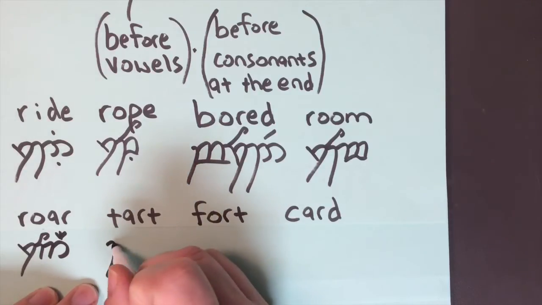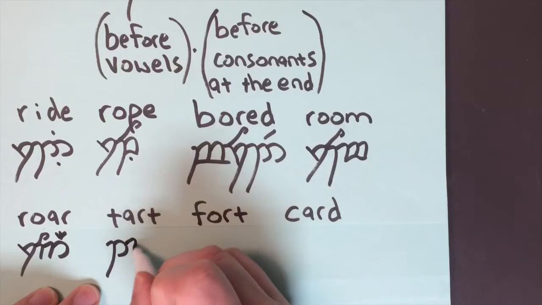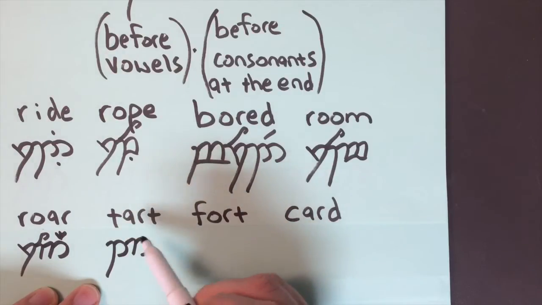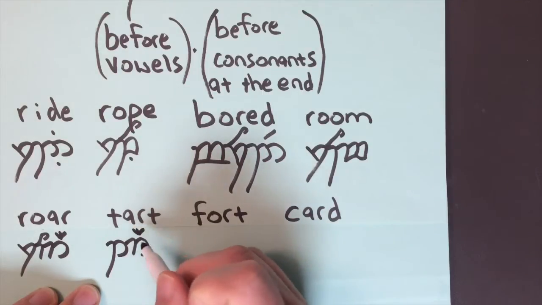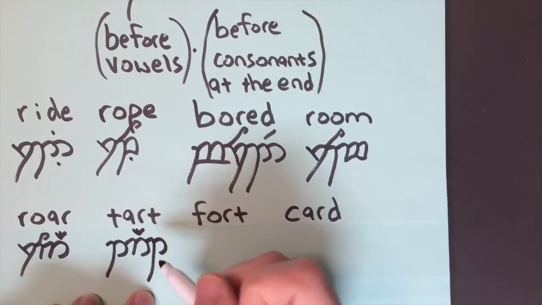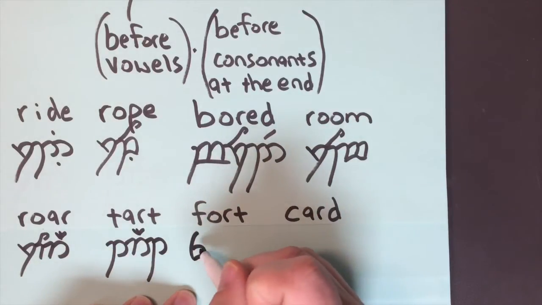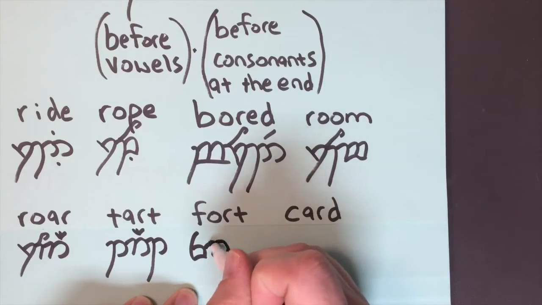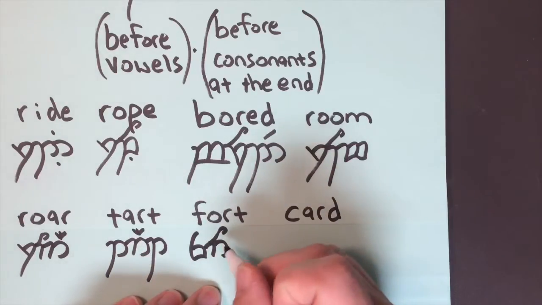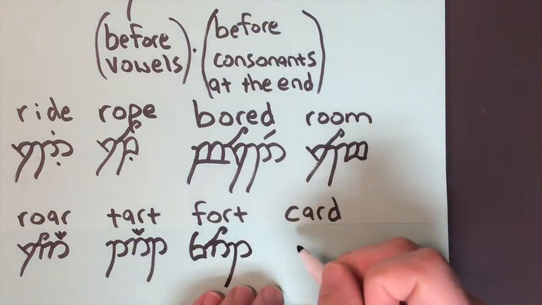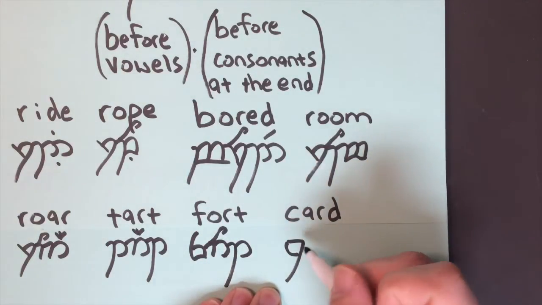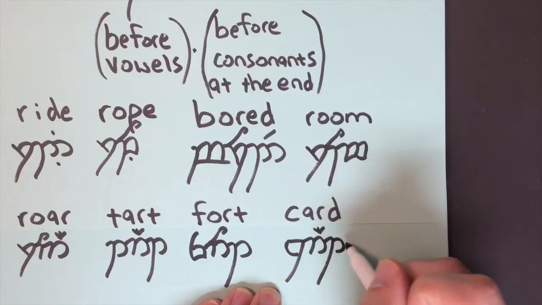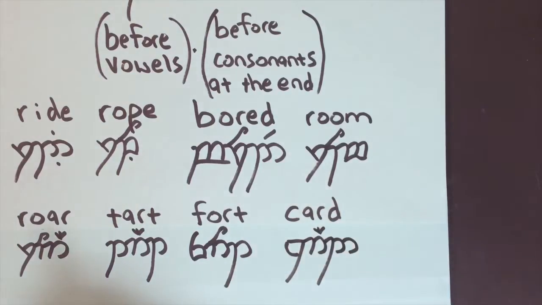For tart, we're going to do T. Then we're going to do our second R because it's before a consonant. Don't forget the A at the top. Draw your T to end it. Now for fort, we're going to draw our elf symbol. Go with the second R because it's before a consonant. Draw your O, and then draw the T to end it. Now for card, we use the K sound. And then we're going to draw the second R because it's before a consonant as well. Let's end it with D, and that's that. Roar, tart, fort, and card. Moving on.